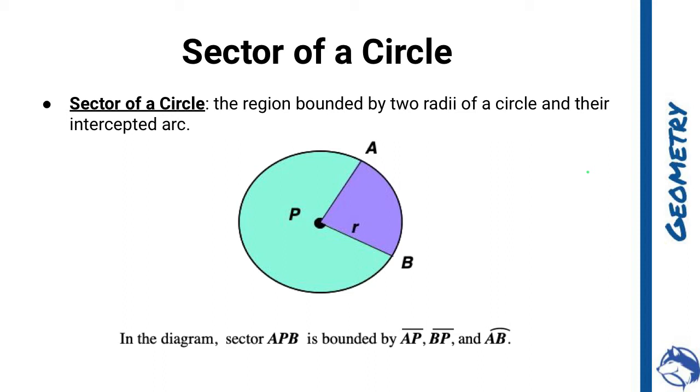So in the diagram, sector APB is bounded by AP, that's the radius there, BP, which is another radius, and the arc AB.